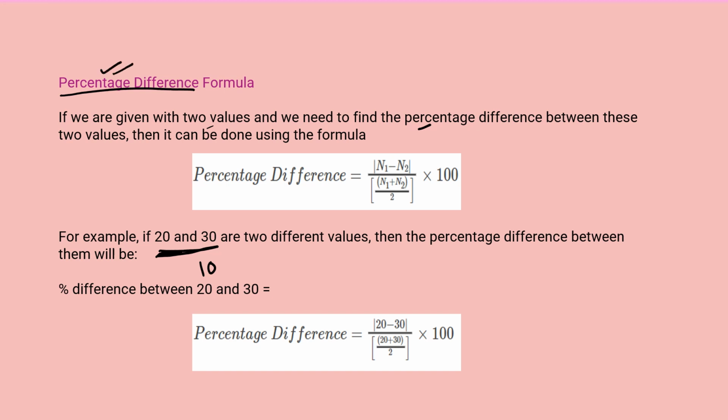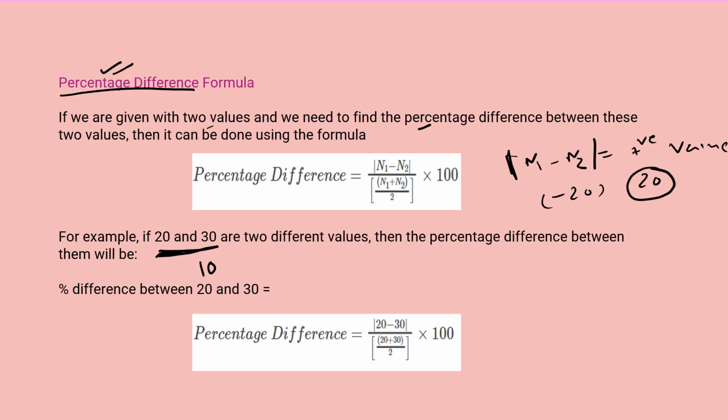So how are we calculating it? We are subtracting both the numbers and then we are taking a modulus value. Modulus value means we are taking only the positive value. Even if this number is coming to be minus 20, we are going to take it as 20. We will read it as 20 only.